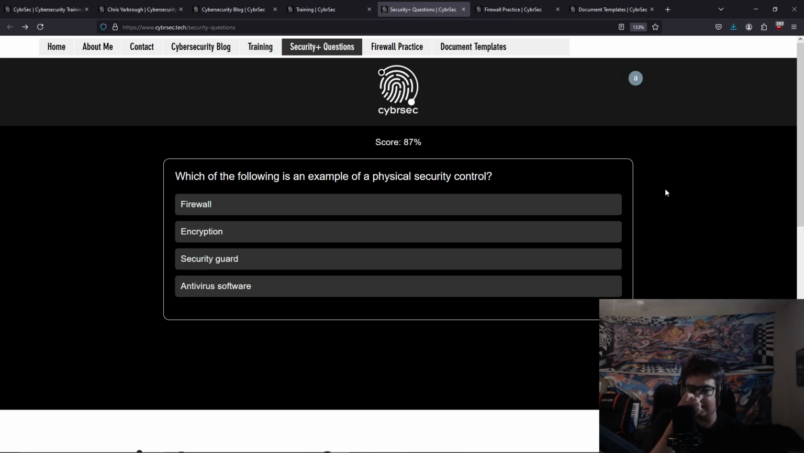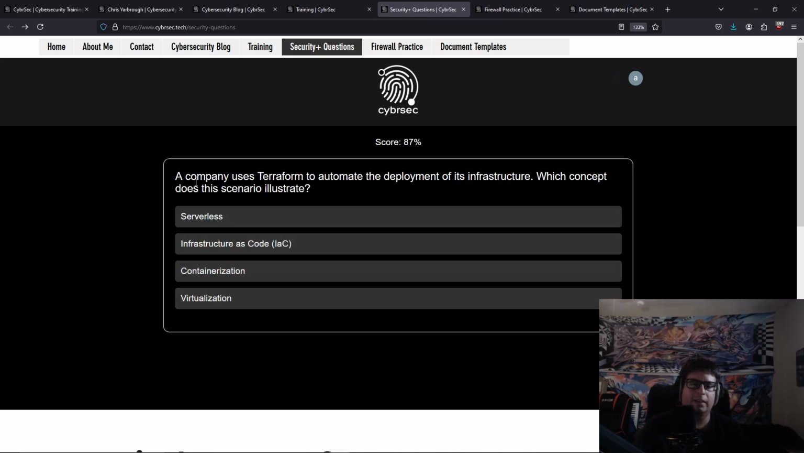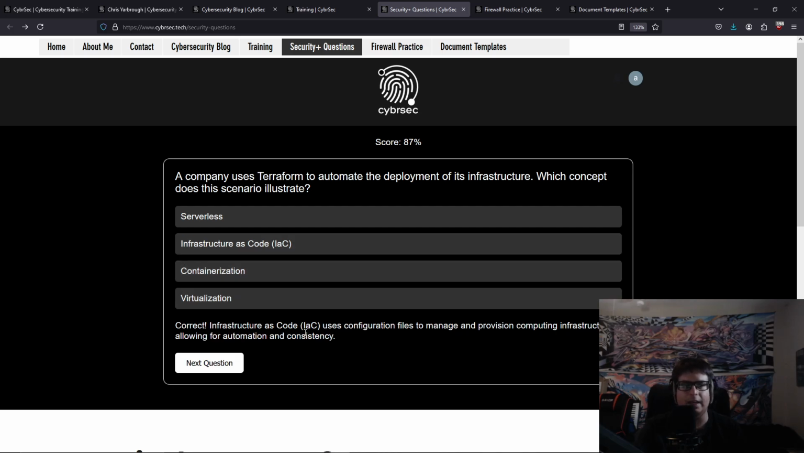Which of the following is an example of physical security control? Security guard. Company uses Terraform to automate the deployment of its infrastructure. Which concept does the scenario illustrate? Terraform is containerization or infrastructure as code. Come on, Alex, you know this. My first instinct is infrastructure as code. But it could be, no, this is Kubernetes, so yeah, there it is.